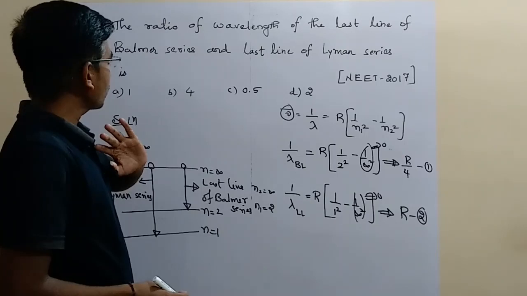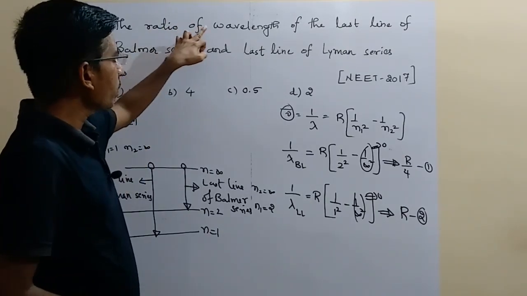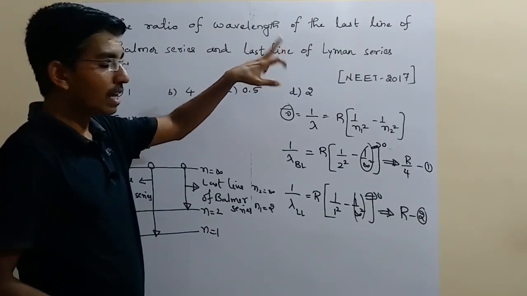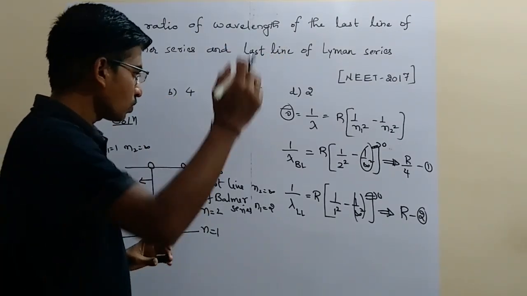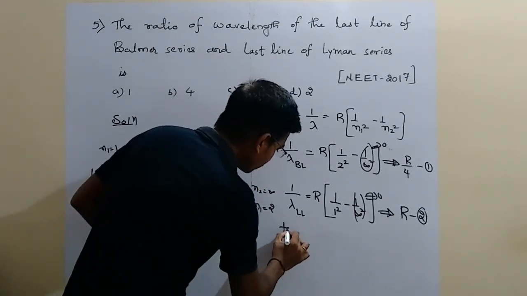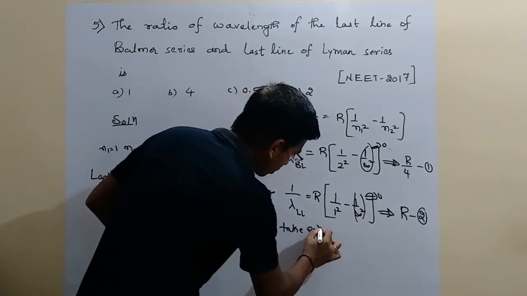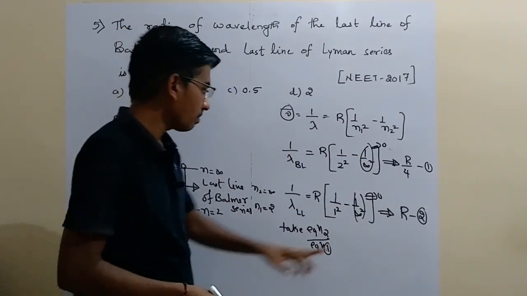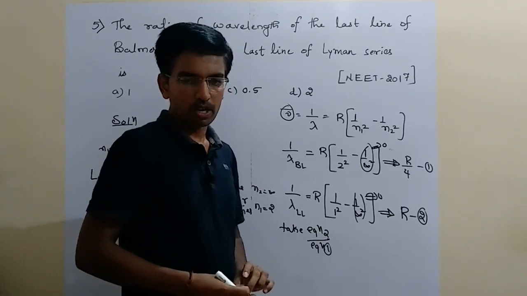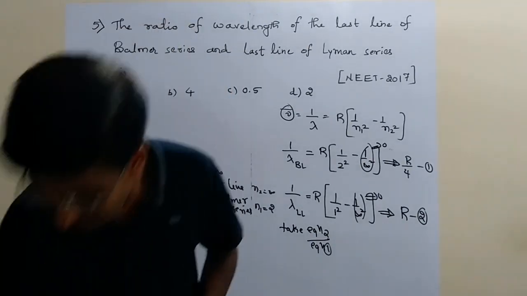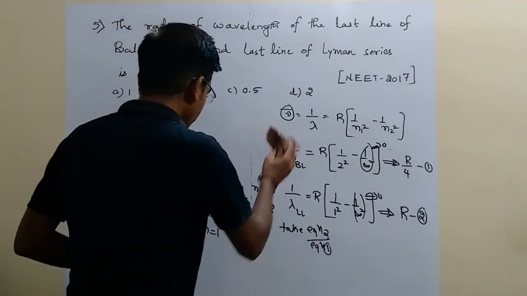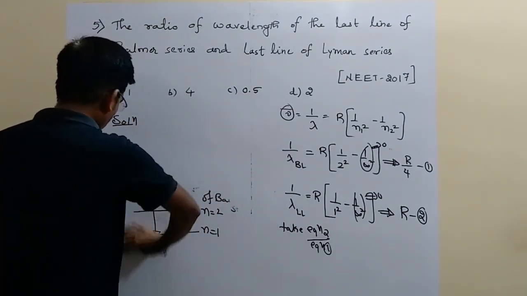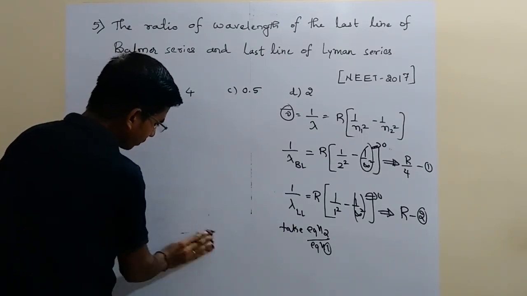So what is the requirement of the equation? We have to find the ratio of the wavelength of the last line of the Balmer series to the last line of the Lyman series. Okay. So take equation number 2 divided by equation number 1. Equation number 2 divided by equation number 1. Okay. So I will just erase this part, because this part is completed.